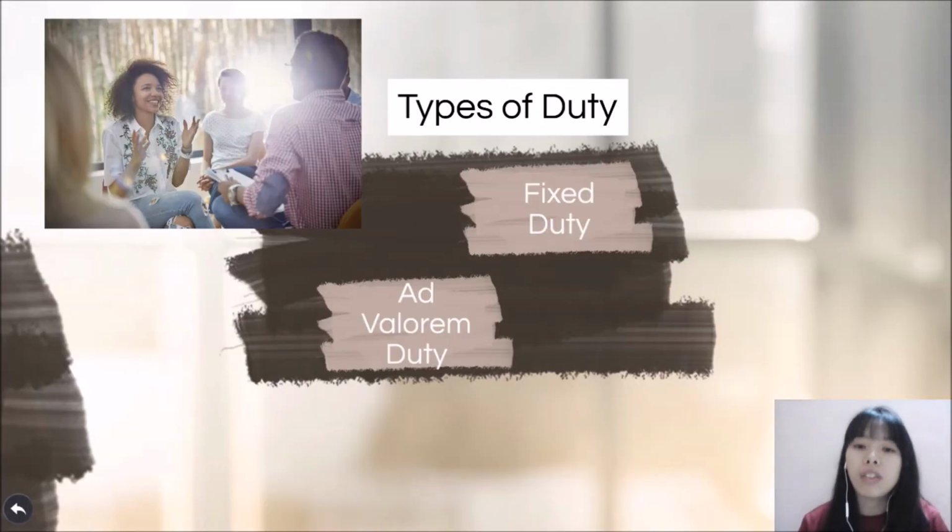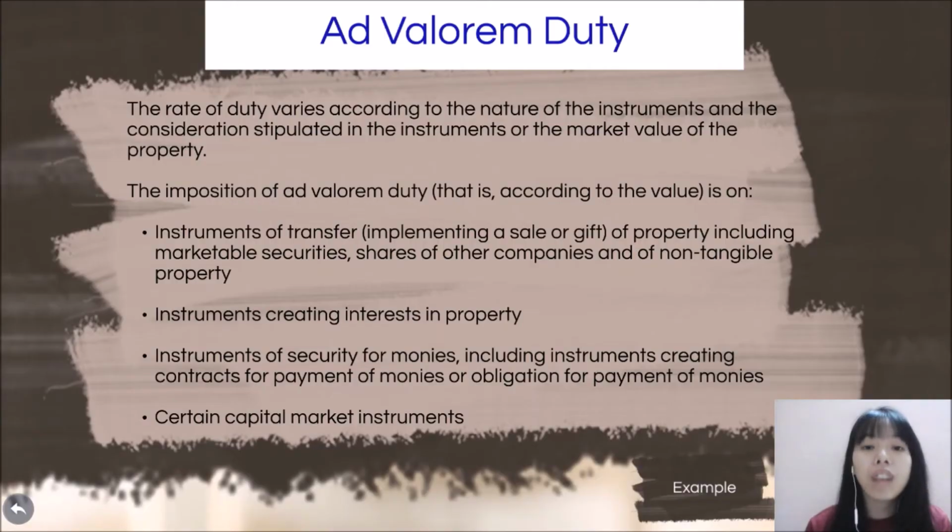So there are two types of duty. There are fixed duty and ad valorem duty. Ad valorem duty is where the rate of duty varies according to the nature of the instrument and the considerations stipulated in the instrument or the market value of the property. The imposition of ad valorem duty, which is according to the value, is on instruments of transfer implementing a sale or gift of a property, including marketable securities, shares of other companies, and non-tangible property.